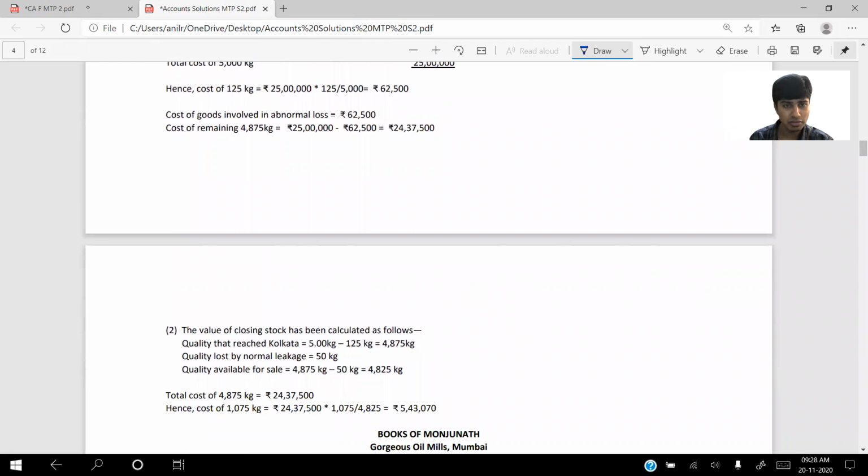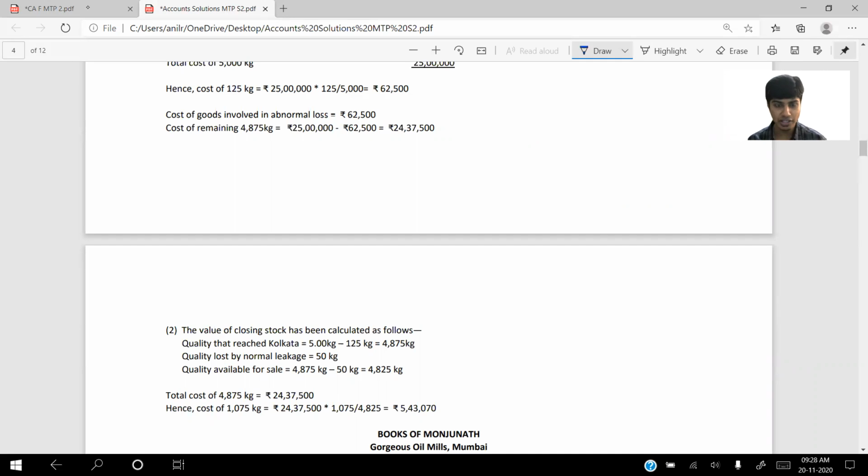And closing stock. 5,000 may say 125 abnormal loss, 4,875. And from that 50 kgs, if it is lost, 4,825 is there. And 24 lakh, that is 1,500. That is after deducting that abnormal loss part. Yeah, 24 lakh, that is 1,500 is the basic 4,875.